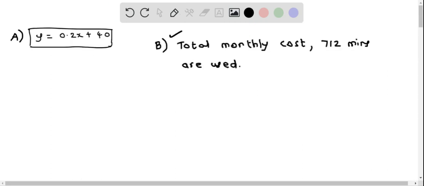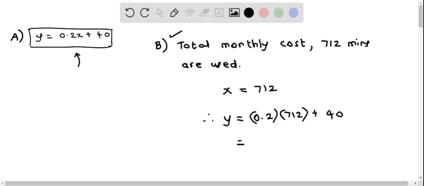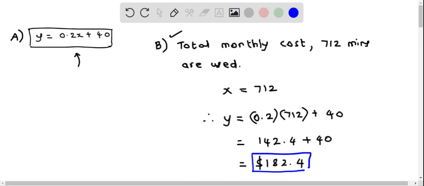Let's answer part B. So here we determine the total monthly cost when 712 minutes is used. This means we are given x equals 712. So we plug it into the model to determine the value of y when x equal to 712. So therefore y equals 0.2 times 712 plus 40. And this equals 0.2 times 712 is 142.4 plus 40. So this equals 182.4, and this is in dollars. So this is the total monthly cost when 712 minutes are used.